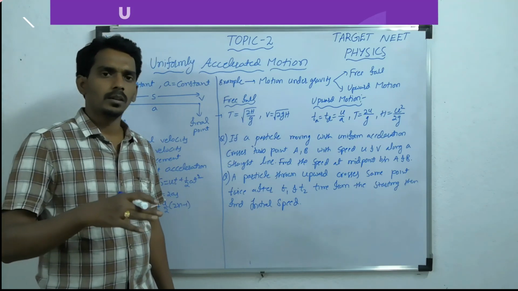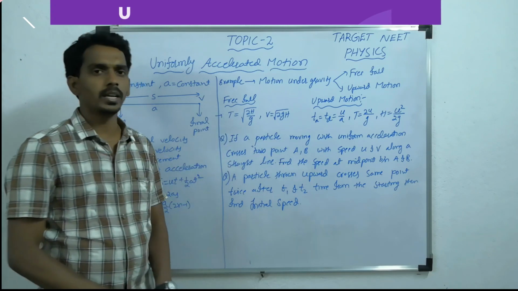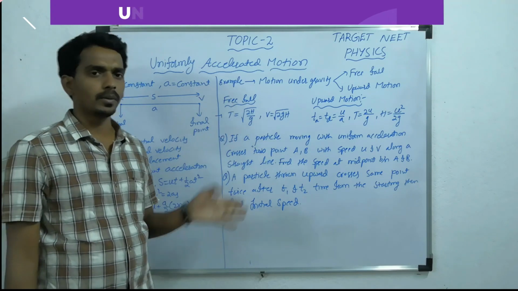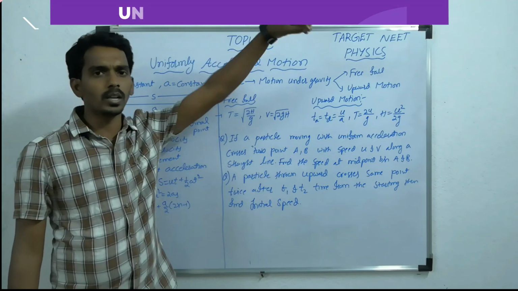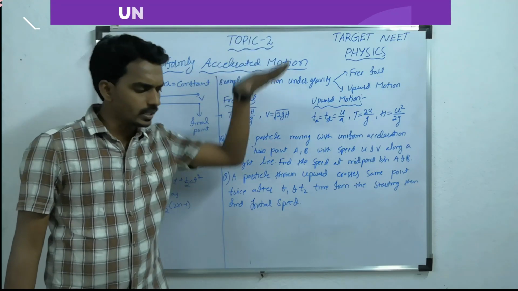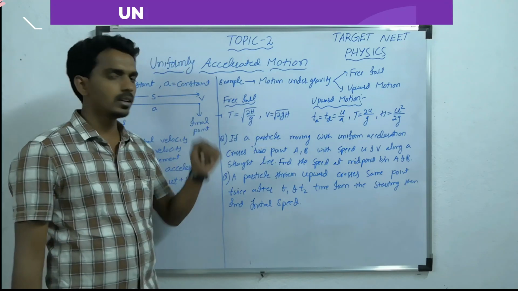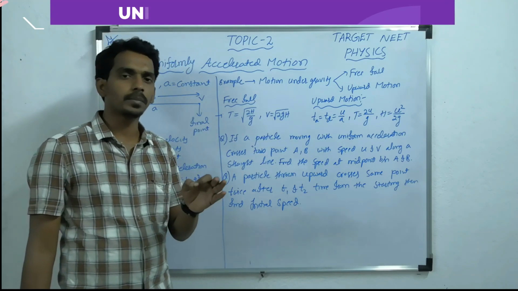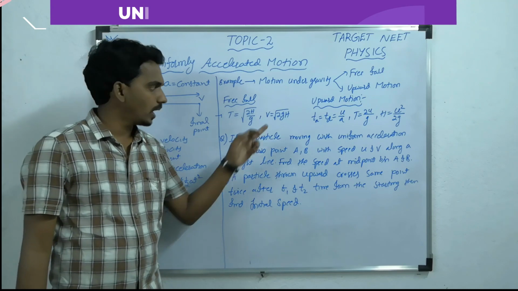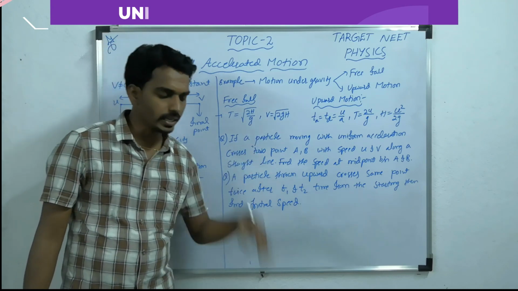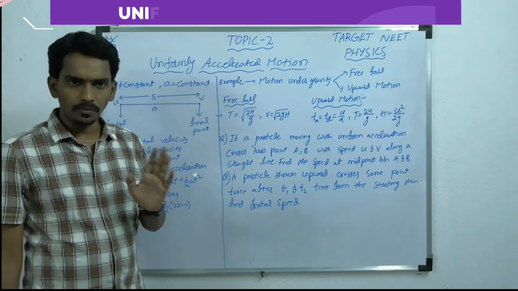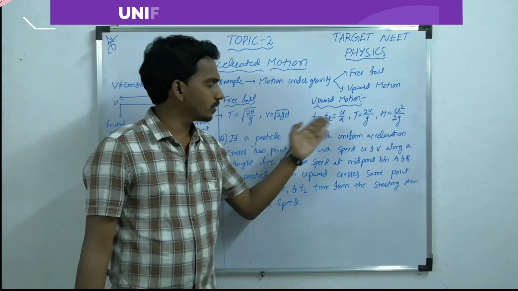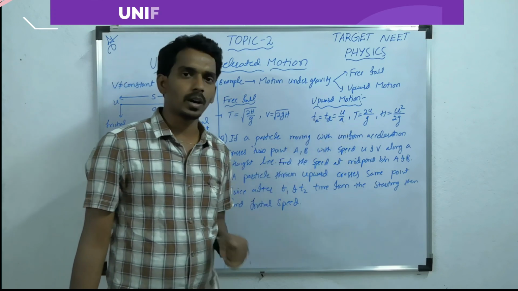So the basic things required are, when you consider free fall, what is the time taken to reach the ground? Because you are dropping the body from a certain height. So what is the time taken to reach the ground? Under root 2h by g. It depends upon height. And what is the speed with which it hits the ground? Under root 2gh. And of course, for the upward motion, there are three more formulas that will come.